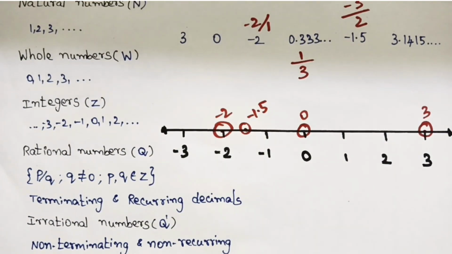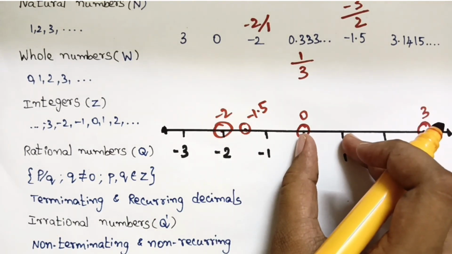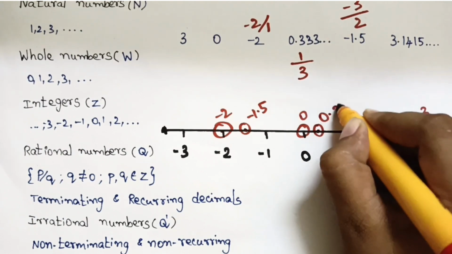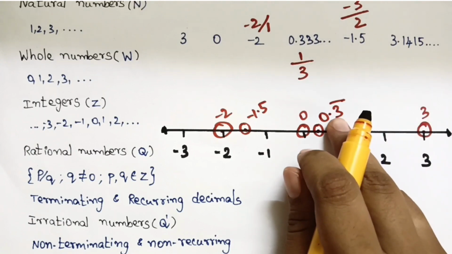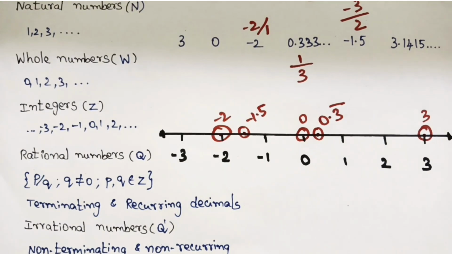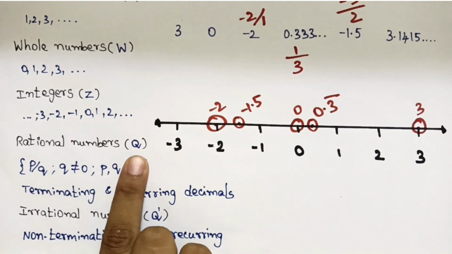So, mark 0.33 in number line where it exists between 0 and 1. Here it is. 0.3 with a bar. The bar represents it's a repeating decimal expansion. So the rational numbers include integers, positive and negative fractions, and terminating decimals, non-terminating recurring decimals. Rational numbers are denoted by the symbol capital Q.